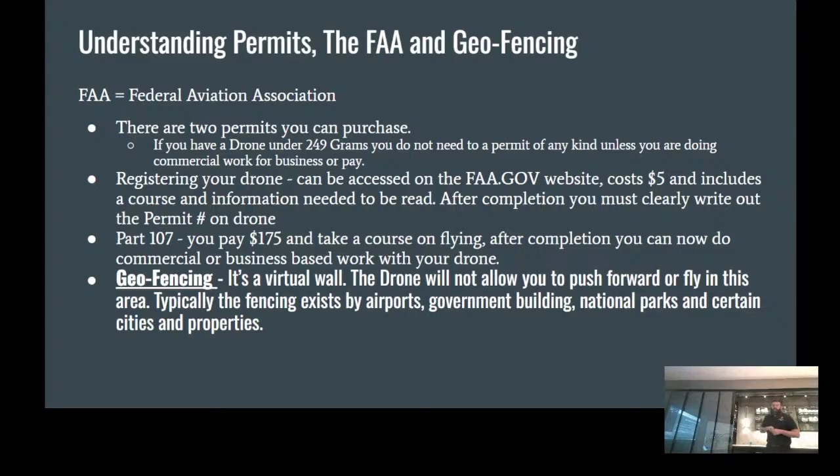Now the part you need to make sure you know is the Part 107. Part 107 is you pay about $175 to become registered. From there you take a course on flying. After you complete this, you pass some tests or some evaluations, you can now do commercial or business work for pay with your drone. This is important because if you are buying a drone and you are saying to yourself, am I using this for my own sake or am I using the final product to make money? If you say yes to making money, then unfortunately you need to get your Part 107 to keep yourself legally protected. If you are only using this for fun, then no, you don't necessarily need to get the Part 107.